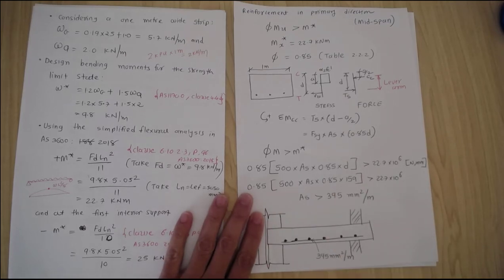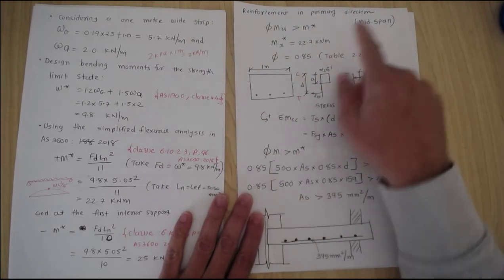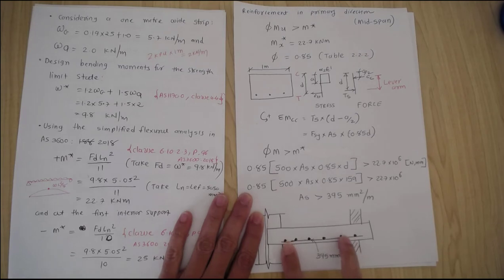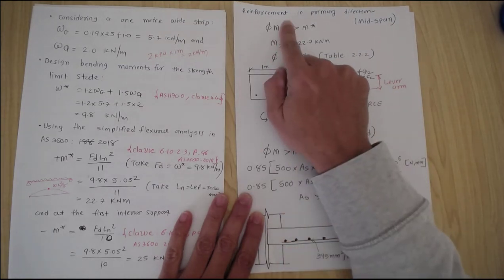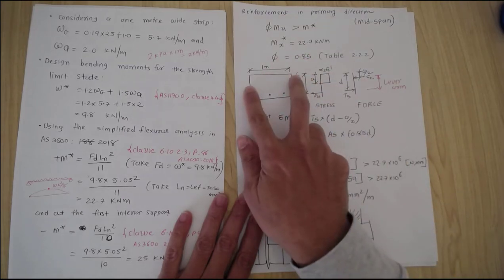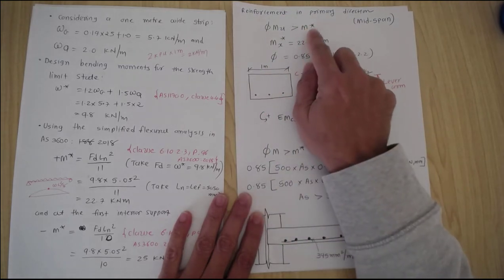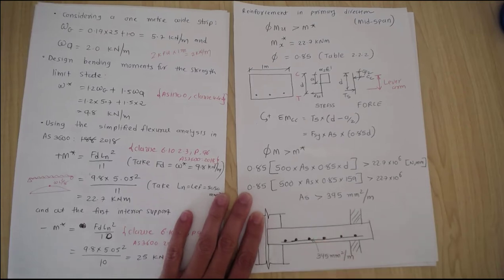This video explains the reinforcement in the primary direction at the midspan. So if you have these supports, you have a reinforcement at the midspan. The capacity of the 1 meter strip slab should be greater than the bending moment at this particular point.